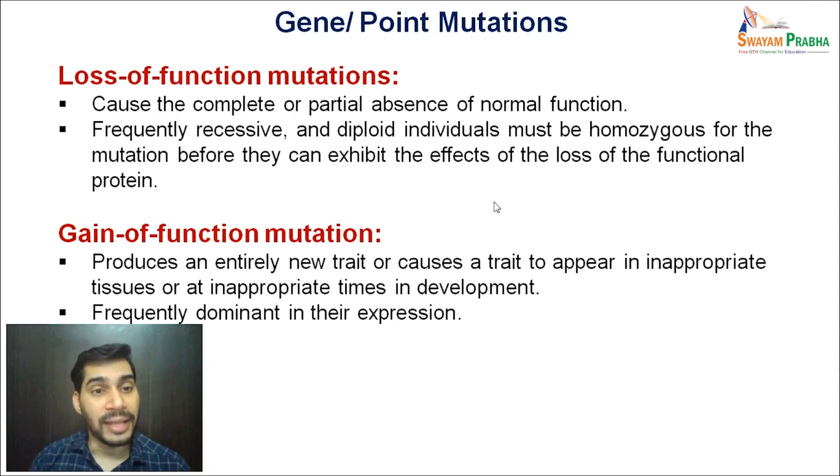In contrast, there are gain of function mutations which produce an entirely new trait or cause a trait to appear in inappropriate tissues or at inappropriate times in development. This is called a gain of function mutation. So there is a new acquisition of a new trait. They are frequently dominant in their expression. So even if the individual is not homozygous for it, since they are dominant in expression, you will be able to see their effects.